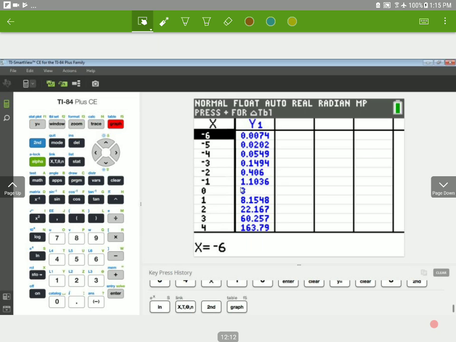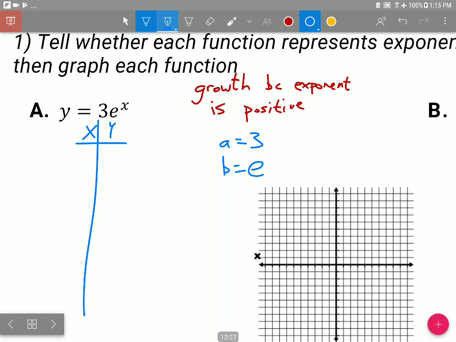So 0, 3. You got 1, 8.1, and then number 2 is off the graph, so I'm not going to worry about 2 and beyond. Okay? So I'm not going to worry about the ones that are all practically 0, but I'm going to start at the -1 and move on. Okay? So here we go. Back to this. So I got -1, 1.1.